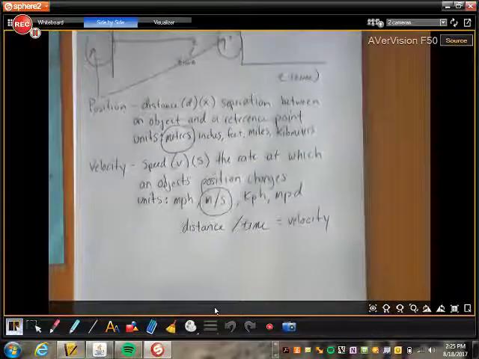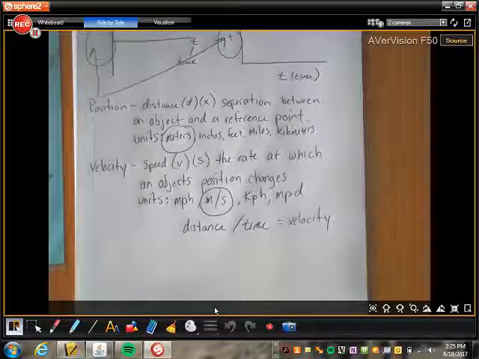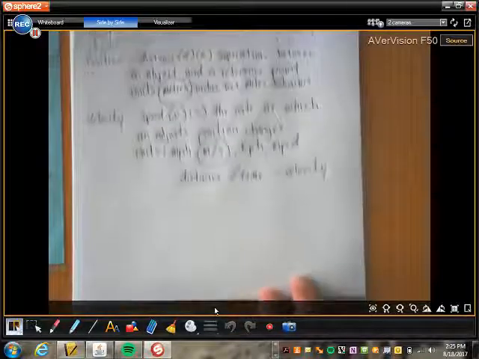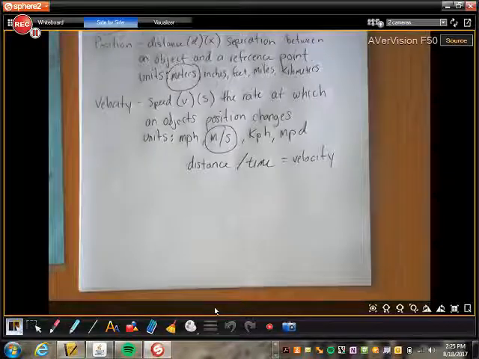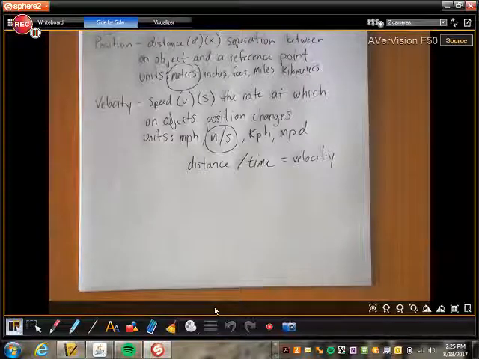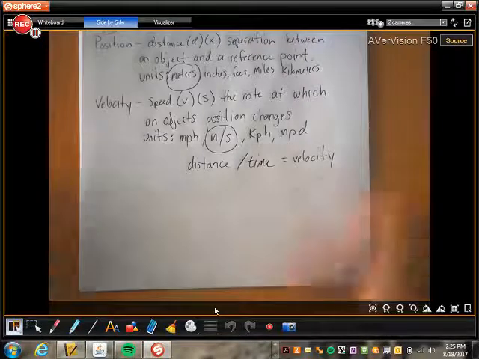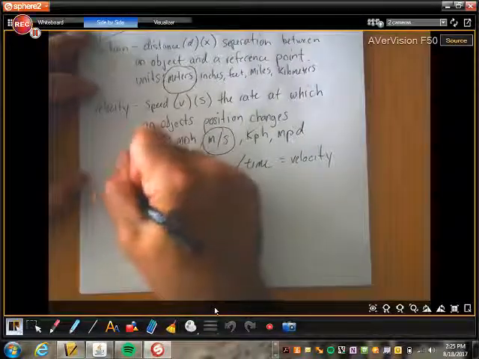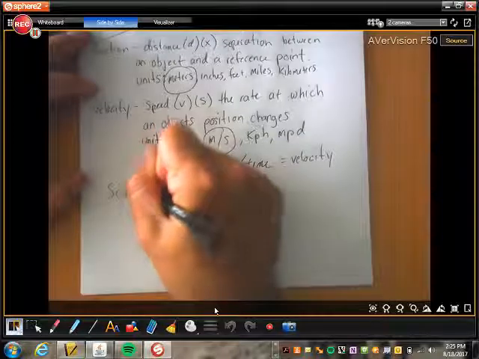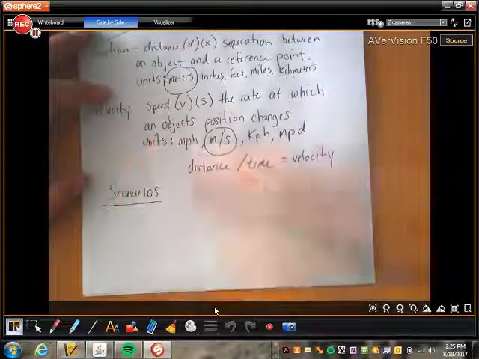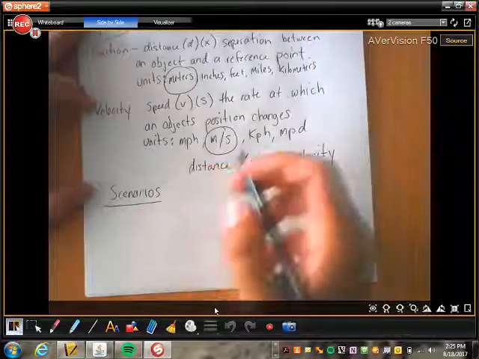Any questions about velocity? We're not actually going to talk about acceleration yet. I know we talked about it on our assignment last time, but we're not going to go there yet. Okay. Let's talk about some scenarios here. I'm going to give you some graphs, and I'd like you to draw them as closely as you can. Alright?